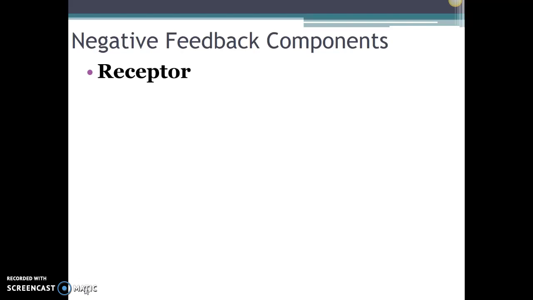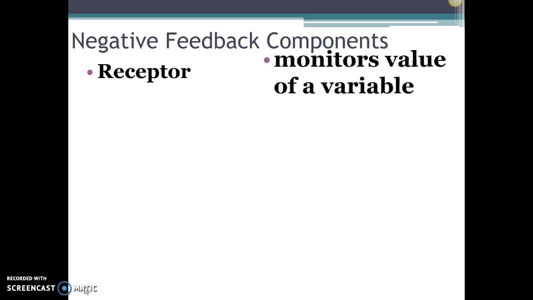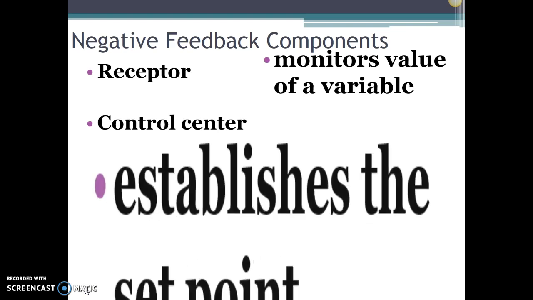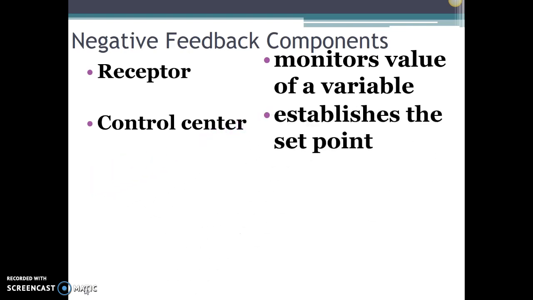Components of negative feedback is the receptor. That's usually a nerve which detects a change. It monitors the value of a variable, change in temperature, change in pH. You've got your control center, which pretty much controls everything which goes on. Since the nervous system is one of the big regulators, your brain really is a major control center. It establishes the set point.